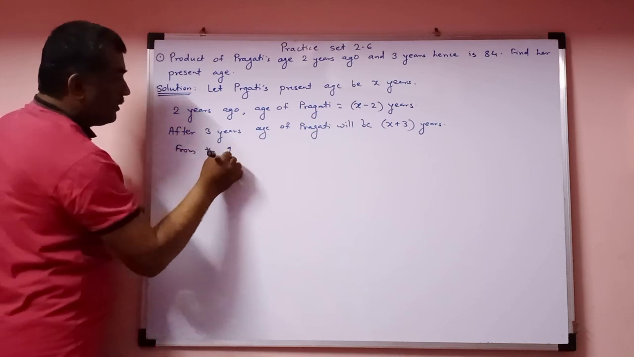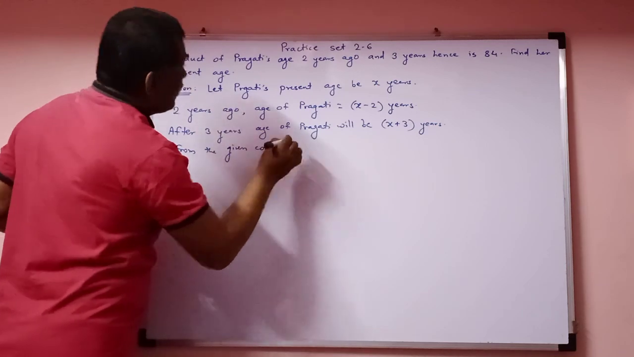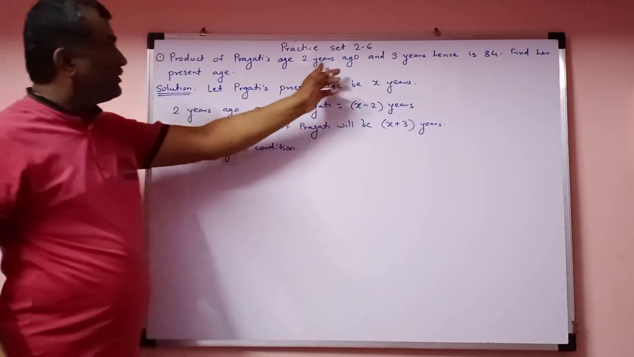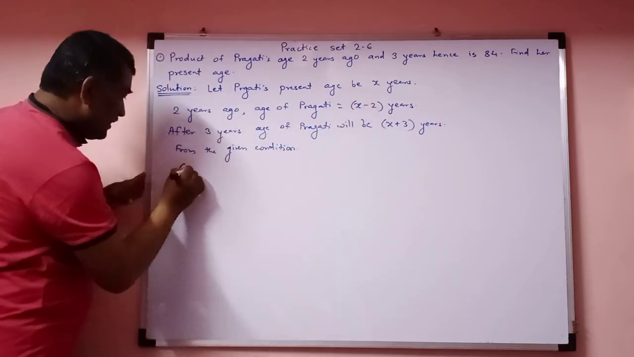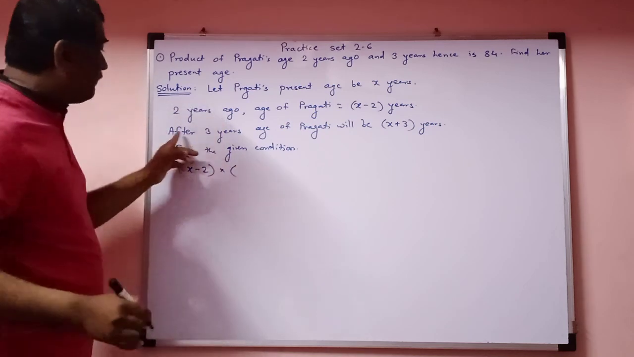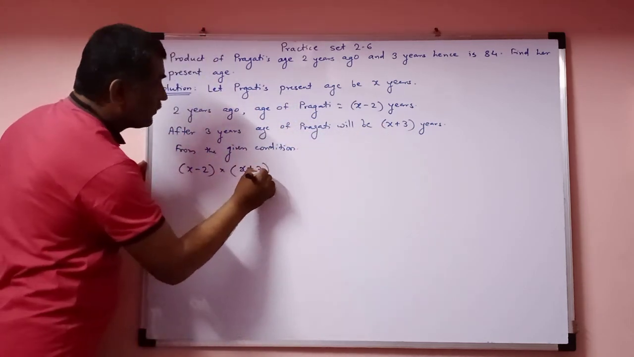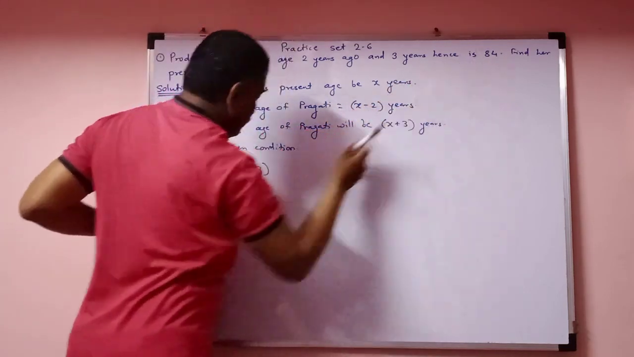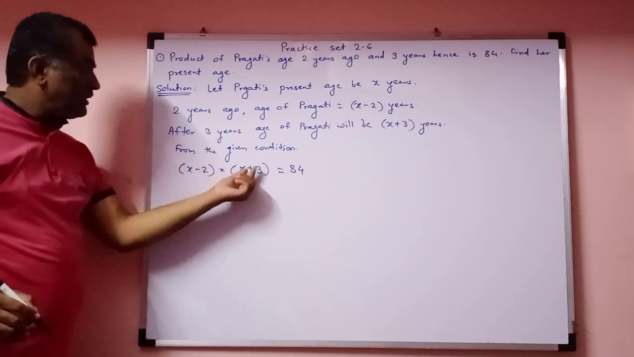From the given condition, see what the condition is: product of Pragati's age 2 years ago. 2 years ago Pragati's age is x minus 2. Product means into. After 3 years Pragati's age will be x plus 3 is equal to 84. x minus 2 into x plus 3.